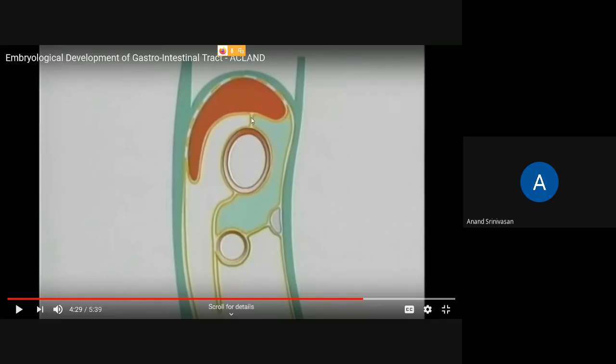The location of the lesser sac is behind the lesser omentum, behind the stomach, behind the greater omentum, and above the colon. So this part is called the lesser sac.